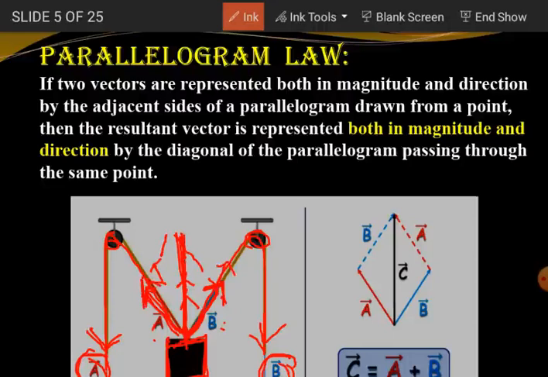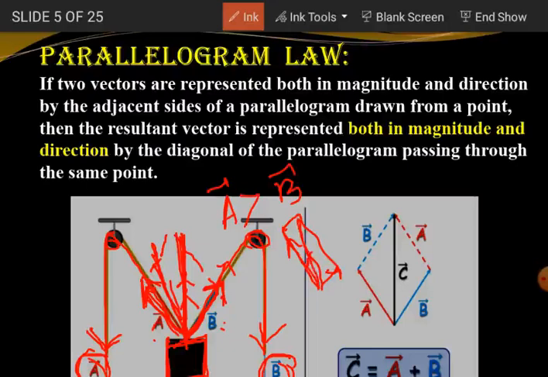But if a vector is greater than b vector, then the path of this block of mass will be closer toward the a vector, that means the bigger vector. Got it? How does it happen? Now if you draw that parallelogram like this, one is longer, meaning of larger magnitude, and b is the smaller one, like this b vector. Then if you complete the parallelogram, it would be like this, and the resultant will be toward the bigger vector.